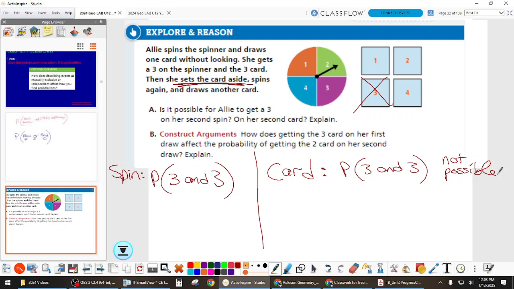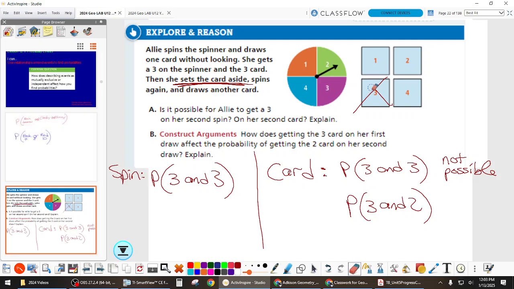All right. How does getting the 3 card on her first draw affect the probability of getting the 2 card on her second draw? So this is, again, we're doing card probability over on this side. So 3 and 2 is kind of what we're asking. Probability of a 3 and a 2 on the second draw. How does the probability change? Okay? So let's ask the first question.